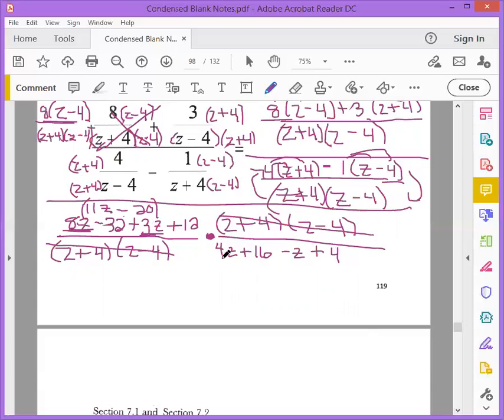In the denominator here, when we combine like terms, 4z minus 1z, that gives us 3z's. And then 16 plus 4, that gives us plus 20. So these are the factors that are left in the denominator. And that would be our answer. So in the numerator, we're left with 11z minus 20 divided by 3z plus 20.